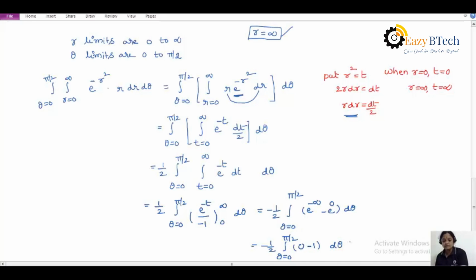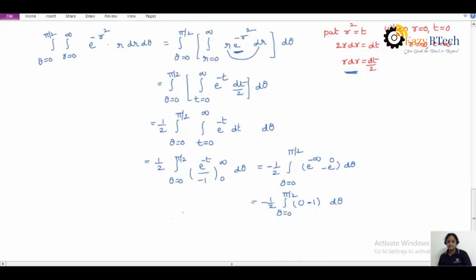Now we have to do the integration with respect to theta here. Then minus 1 by 2 integral theta from 0 to pi by 2, and this minus becomes a plus, and 1, d theta.